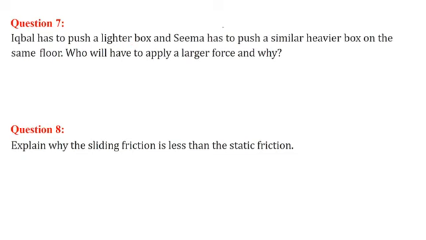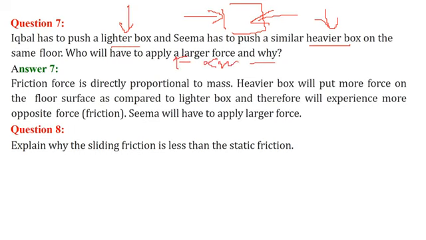Iqbal has to push a lighter box. The box is lighter, meaning the weight is less, and Seema has to push a similar heavier box. The weight is higher than the lighter box on the same floor. Who will have to apply a larger force and why? See, if this is a box, then the friction is proportional to the mass or the weight of this object, acting in the opposite direction. So friction force is directly proportional to the mass. A heavier box will put more force on the floor surface as compared to the lighter box. So the friction experienced is higher or lower depending upon whether the weight is higher or lower. So Seema will have to apply larger force.